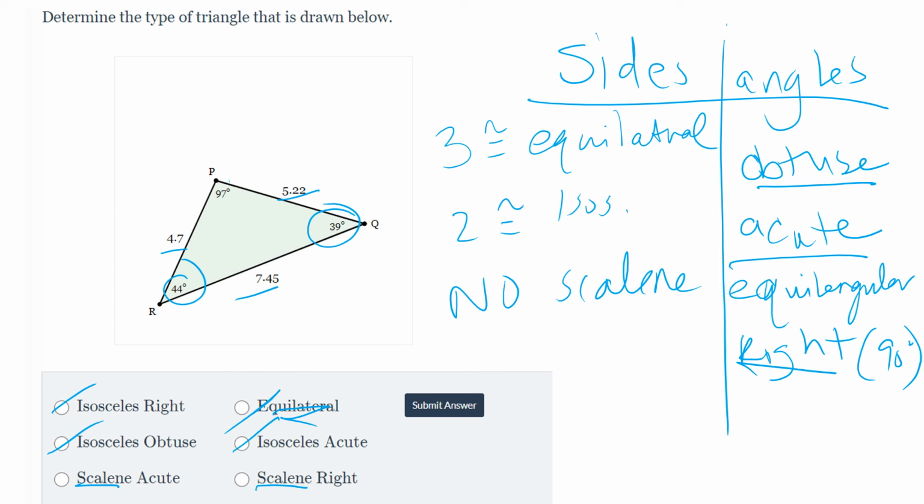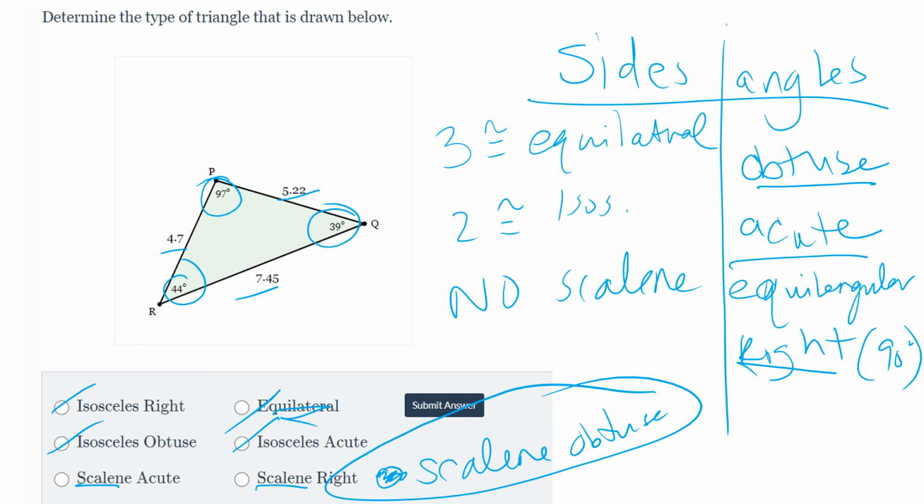So if I look at this picture, I have 40, 39, and 97, so that's an obtuse angle. So this is actually a scalene obtuse. I think I cut off 2 options on the bottom without realizing it. I think there's 2 more options on the bottom because this is a scalene obtuse triangle. But that would be my final answer because all 3 sides are different and I have one obtuse angle up there. So this would be scalene obtuse.